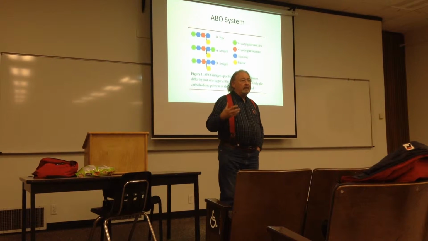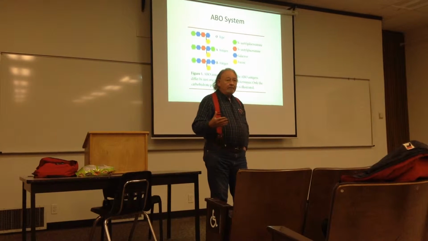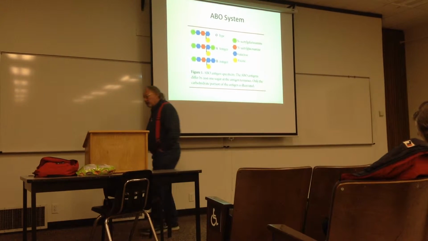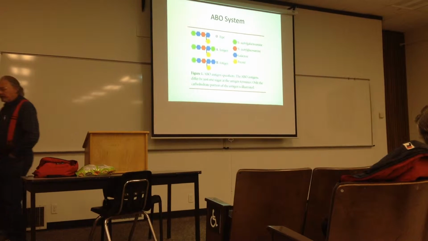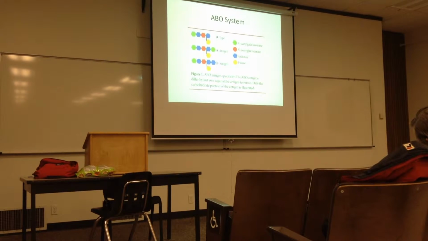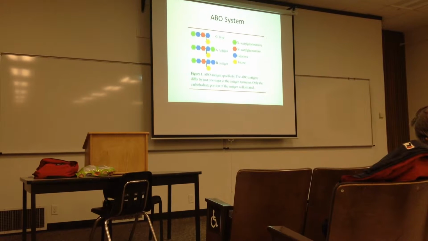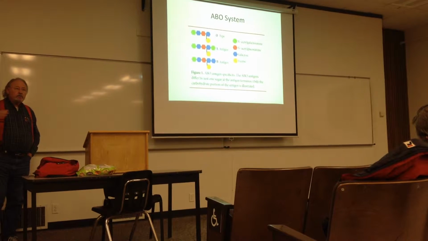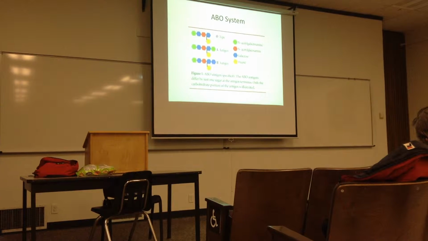And that is the reason why A is dominant over O, B is dominant over O, and A and B are co-dominant, because both have this additional sugar. Recessive traits are usually the absence of something. That is the failure to produce something.